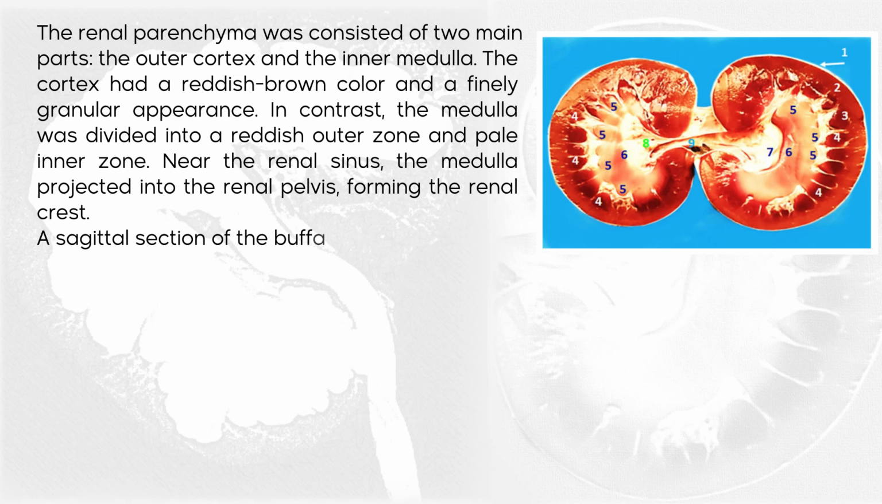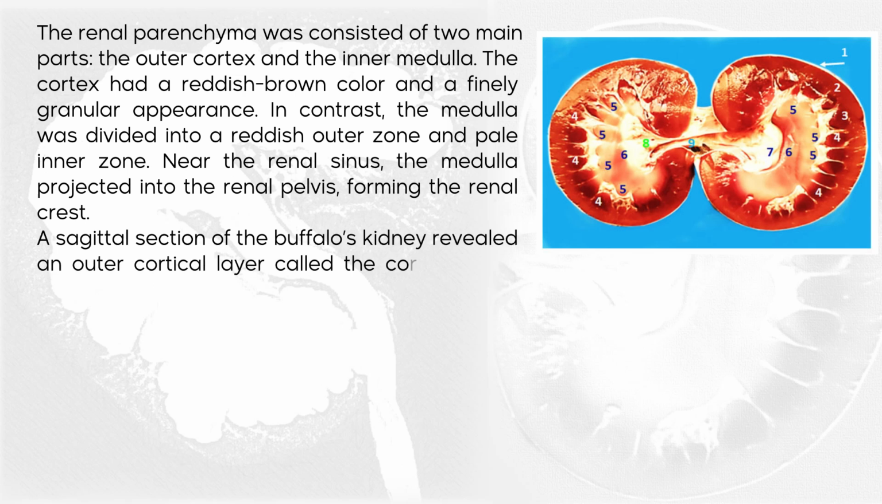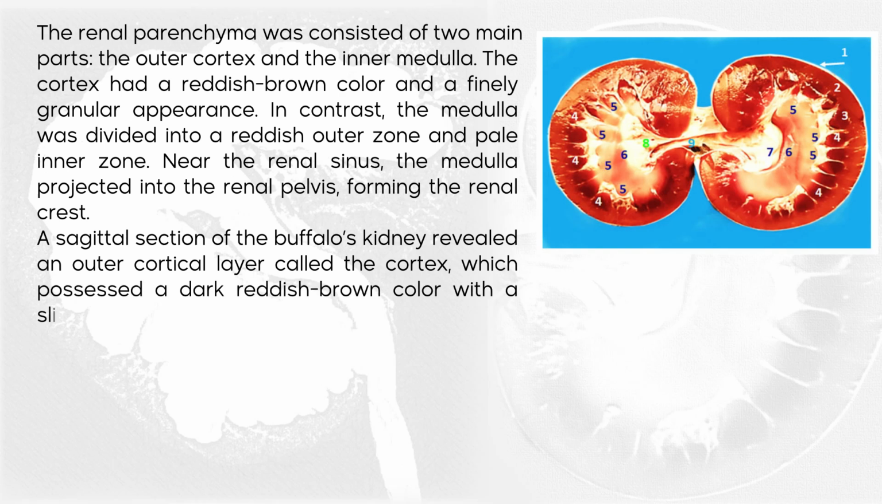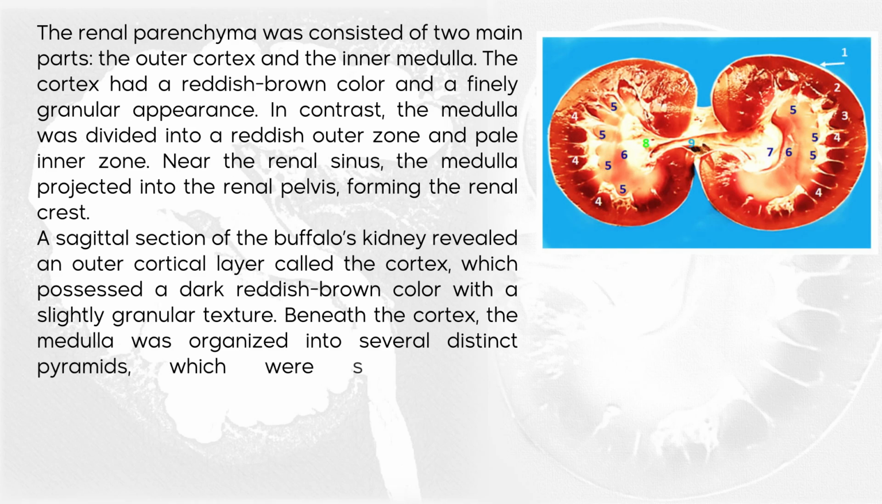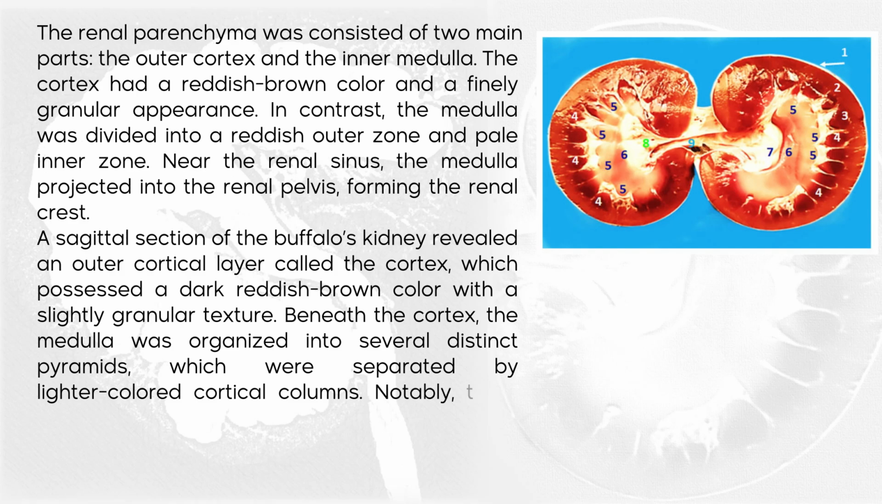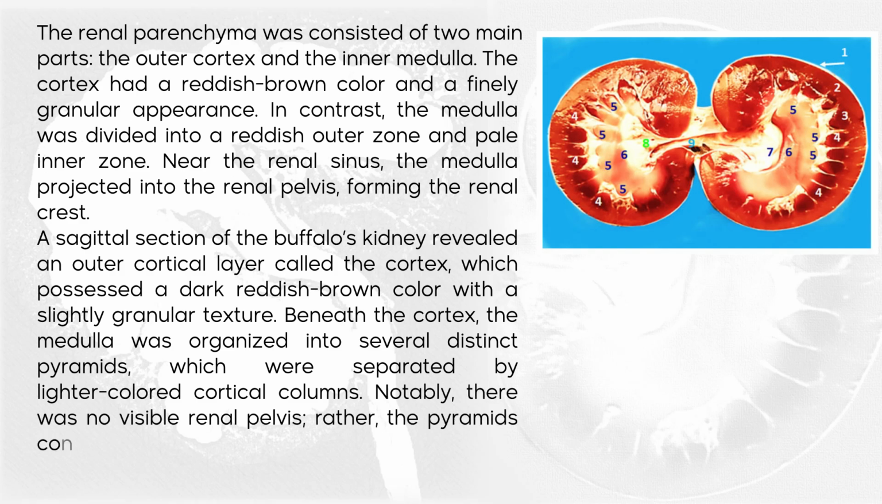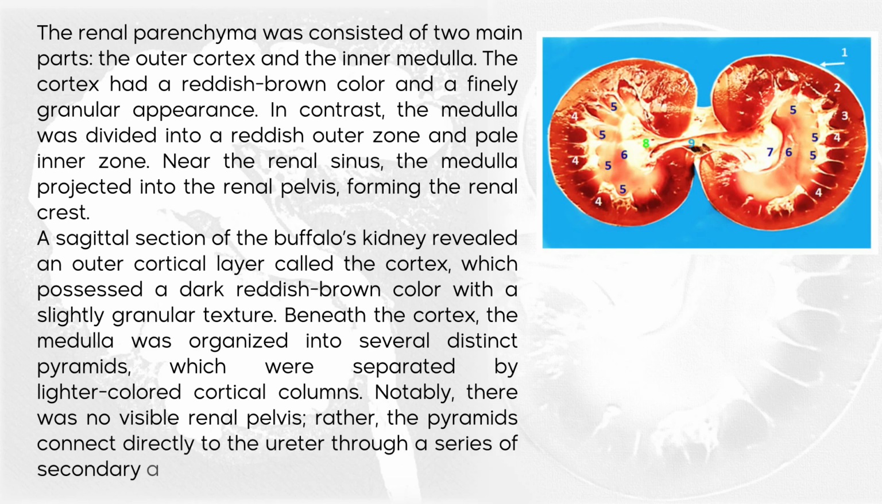A sagittal section of the buffalo's kidney revealed an outer cortical layer called the cortex, which possessed a dark reddish-brown color with a slightly granular texture. Beneath the cortex, the medulla was organized into several distinct pyramids, which were separated by lighter-colored cortical columns. Notably, there was no visible renal pelvis. Rather, the pyramids connect directly to the ureter through a series of secondary and primary branches.